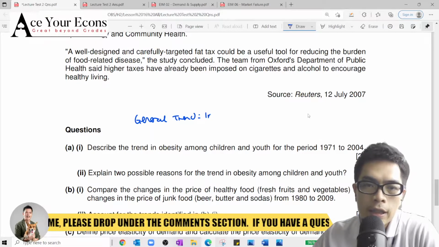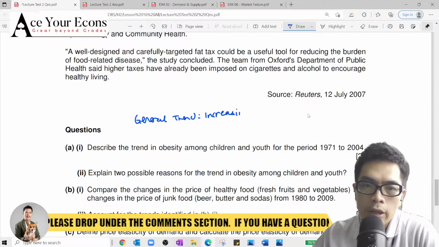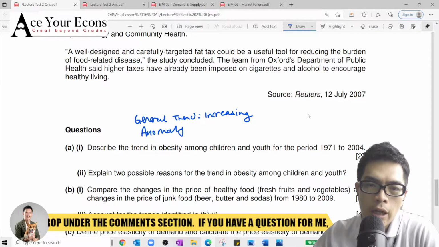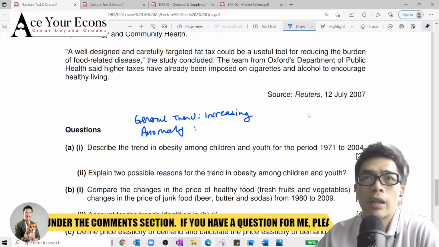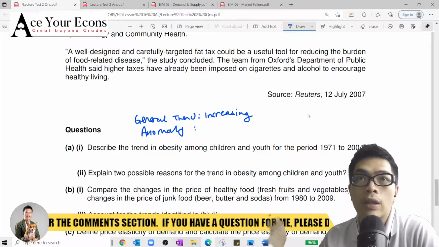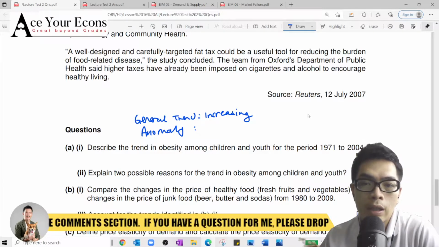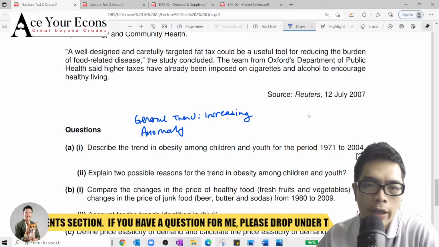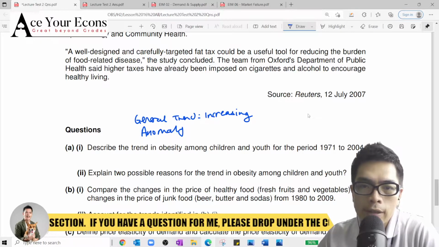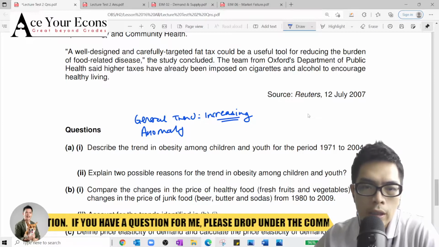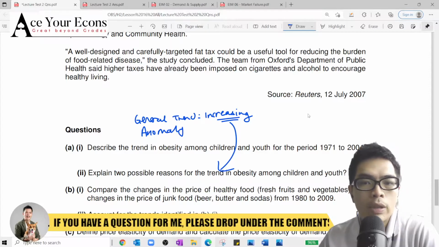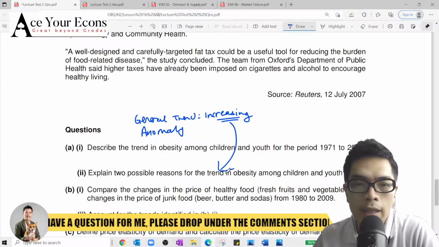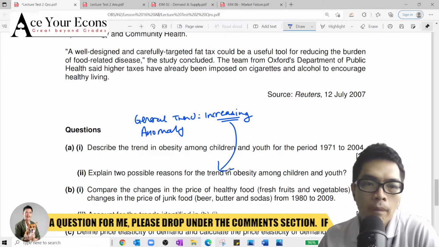It is the anomaly that I would like you guys to pay attention to. There are a few anomalies that I would like to address later. So if you like, you can share with me later on. But I just want to point out that the general trend is important. Why? Because we need this to address obesity among children and youth. So when I was marking this, this was a problem.